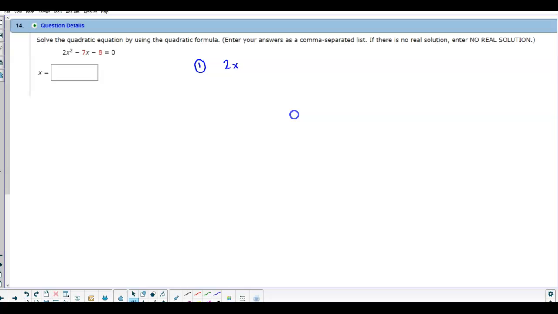We have 2x squared minus 7x minus 8, which is equal to 0. So we first need to identify what does a represent. Well, a represents the leading coefficient here, which is 2. B represents negative 7, and C represents negative 8.